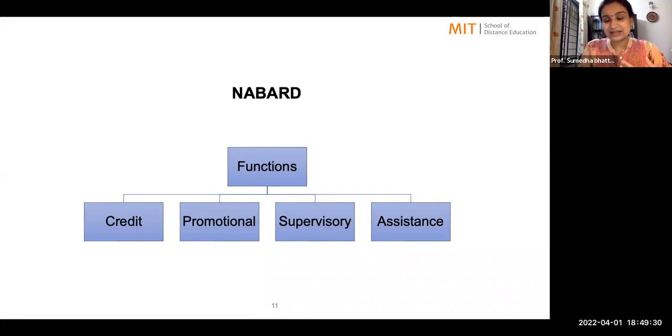So first is obviously, as I said, credit facilities. So it provides short-term loans, long-term loans to the regional rural banks, to the commercial banks which are into provision of loans to farmers, to the cooperative credit societies. Second, it also supports promotion of various agricultural development, rural development. We have a Rural Infrastructural Development Fund, which is called the RIDF, which provides financial support to construction of rural roads, watershed development. So various promotional projects are undertaken and financed by NABARD. That is promotional function of NABARD.